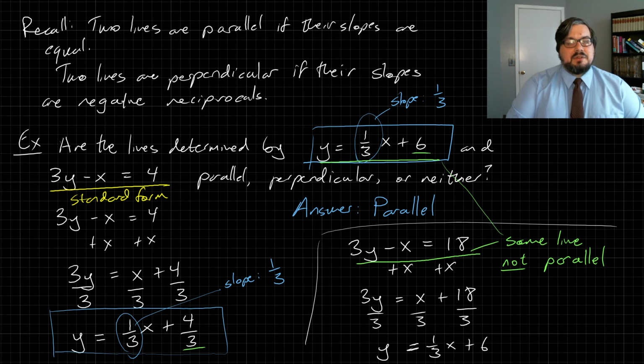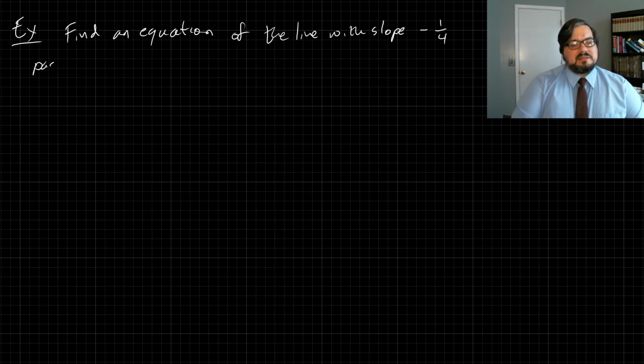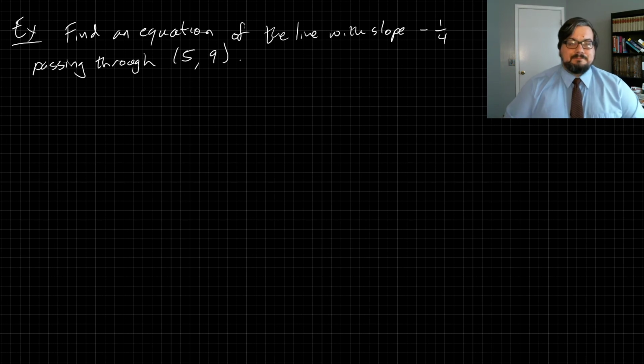So let's look at the following example. Let's find the equation of the line, or I should say, find an equation of the line with slope negative 1/4 passing through the point (5, 9).